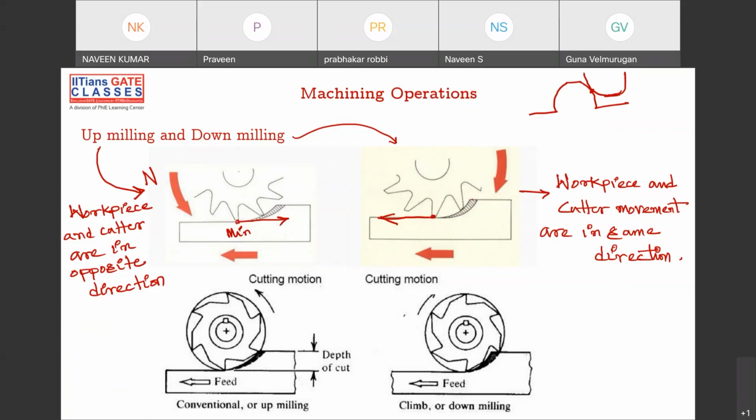Here, it is starting here. It is starting from zero to maximum. Good. But what will happen? One minute.